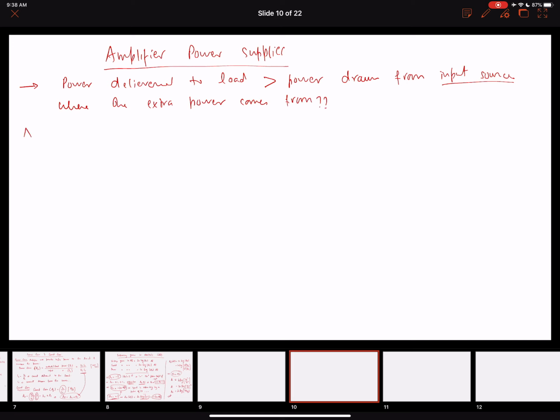The answer is that this extra power does not magically appear from anywhere. We connect power supplies to the amplifier, and the amplifier draws power from those power supplies to amplify the signal. So we connect DC power supplies to the amplifier that provide extra power.